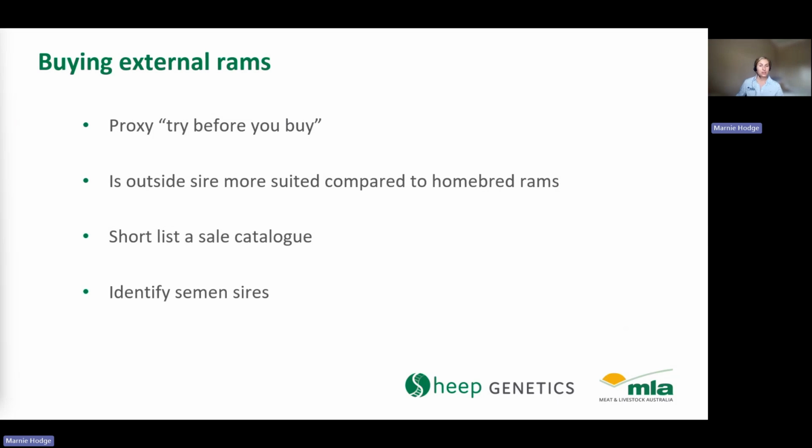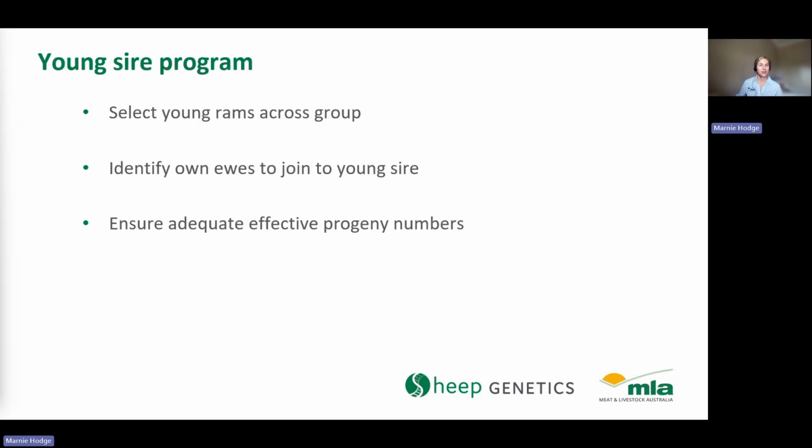It also helps you shortlist a sale catalogue. So if you're going to a particular property to purchase rams, it can help you really reduce the potential shortlist of rams that you'd like to buy, or essentially also help to identify semen sires as well for an AI or an ET program. You can also overlay MateSel on young sire programs.